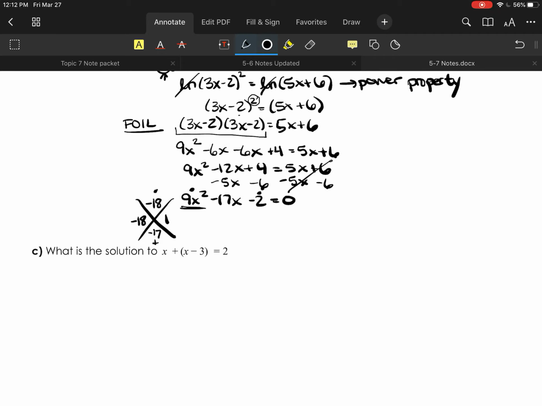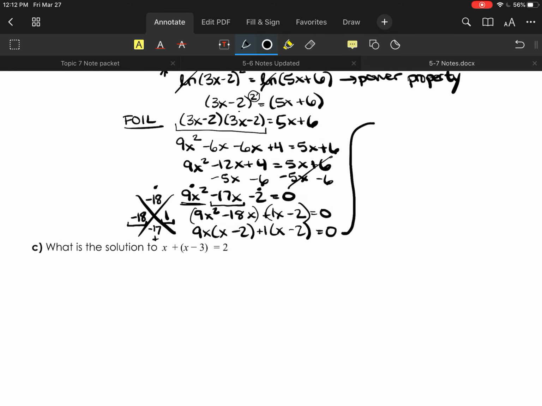Remember, you can't do that shortcut now. You have to split up this middle term, negative 17x, into negative 18x and 1x. So I have 9x squared minus 18x plus 1x minus 2 equals 0. And now I can factor by grouping. So in that first parenthesis, I can pull out a 9x, and I'm left with x minus 2. I can't pull anything out of the second parenthesis, so I'm just going to leave that as plus 1, and x minus 2 equals 0.